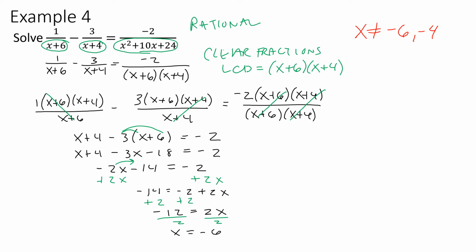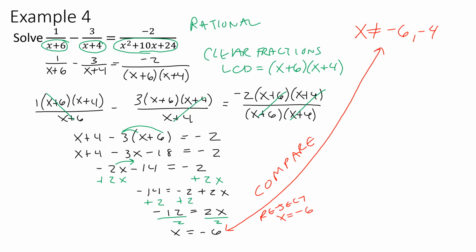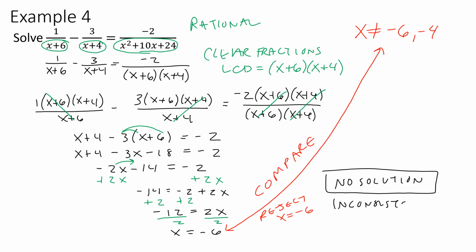But now I need to compare, right? Because my proposed solution is -6. So I look back up and I see that x should not equal -6. So I must reject x equals -6. And since I don't have another solution to put forward, there is no solution. So no solution is my final answer, and I'm going to note that this equation is inconsistent.